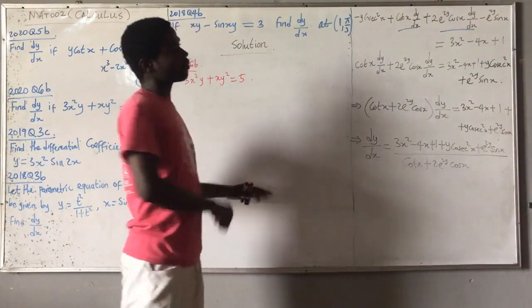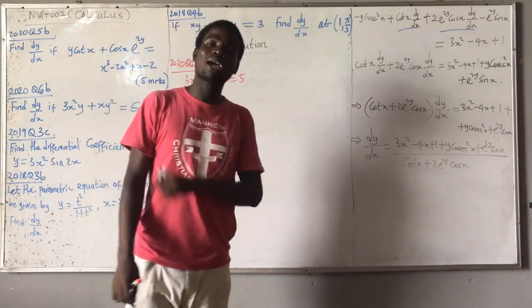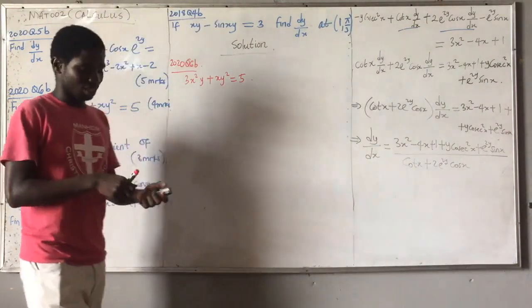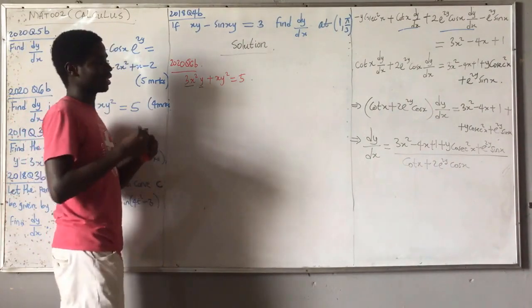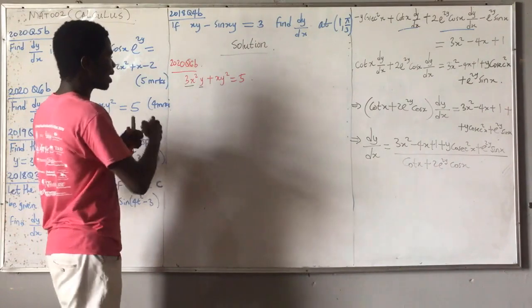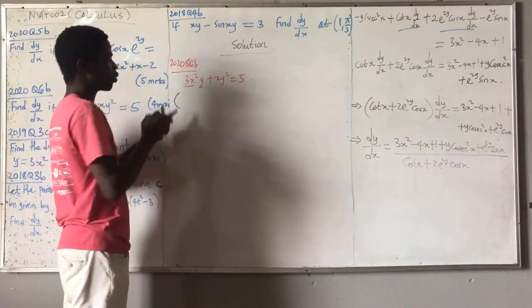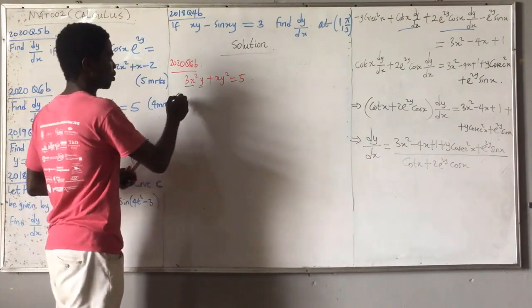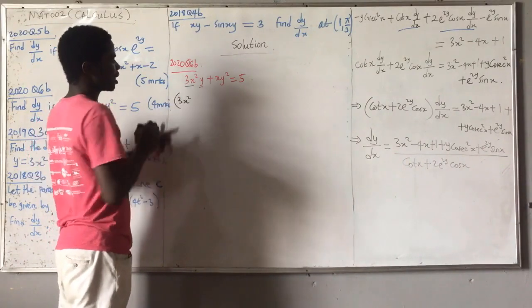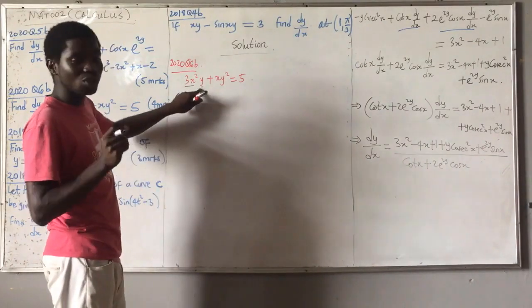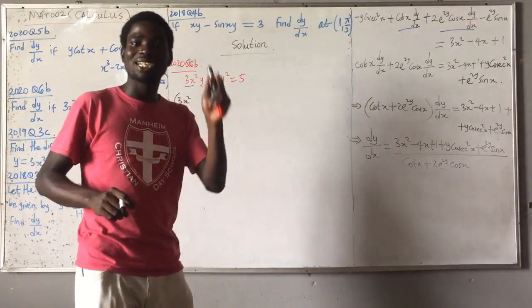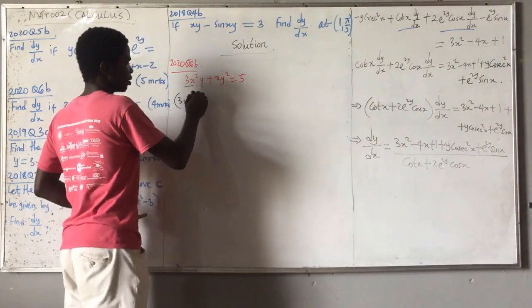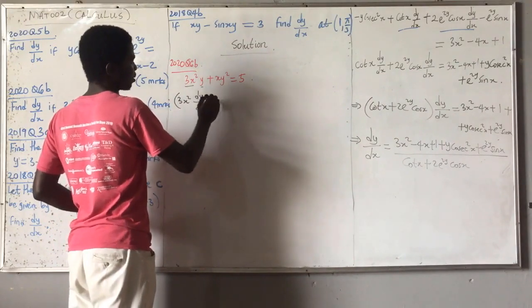Now, the same way we have done for this one, that is how we are going to do for this one too. This is the first one, this is the second one. Do you understand? Similarly, to differentiate this one, take the first one, 3x squared. Differentiate the second one. The second one is y. Don't forget I told you, whenever you are differentiating y, you have what? dy/dx. dy/dx.